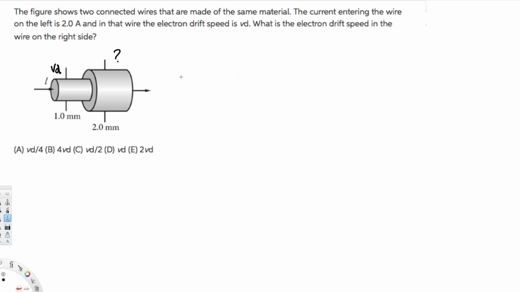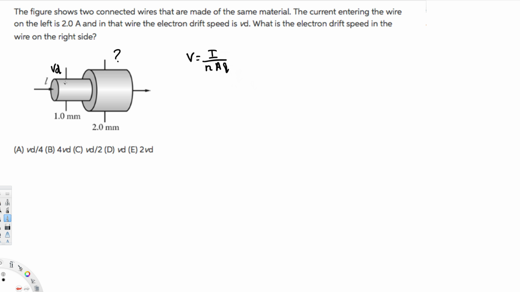So first of all we have to know the equation for drift velocity, that is v is equal to I over nAq, right? So this is the equation for drift velocity. v is drift velocity, I is current, n is number of atoms per volume, A is area, and q is charge. So let's see how we can find the new drift velocity at this location.